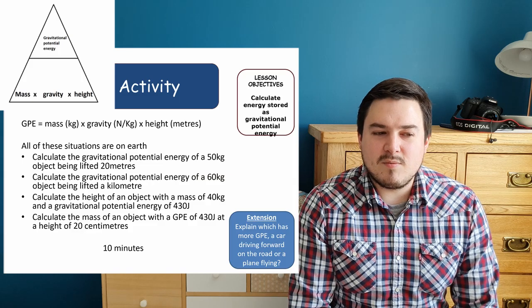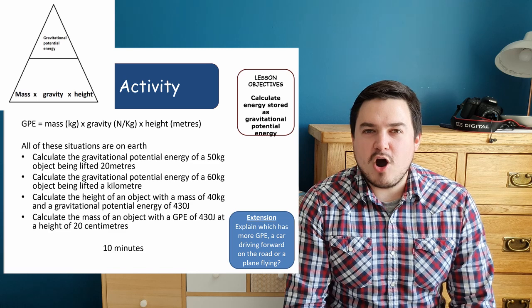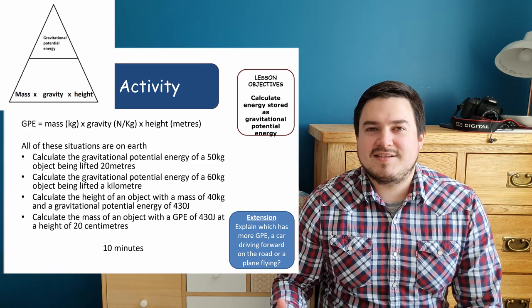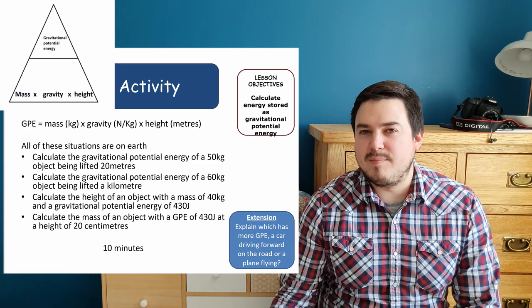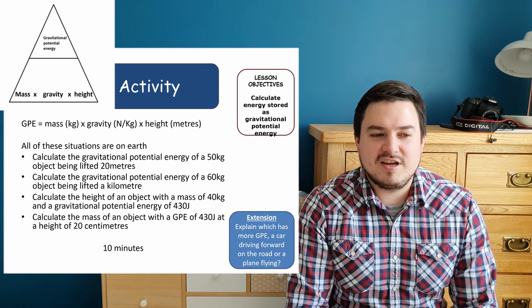Great. Right. So you've been through the answers there then. The next slide you need to look at is this one. In this one, we're calculating the gravitational potential energy in something. We've already said in this lesson that gravitational potential energy depends on how high above the ground something is. The higher it is, the more gravitational potential energy it's going to have.